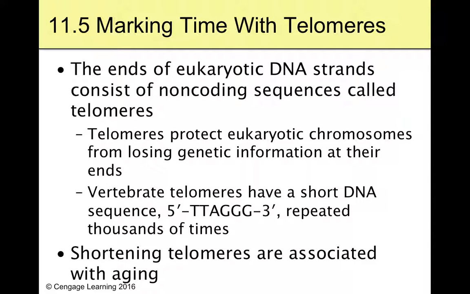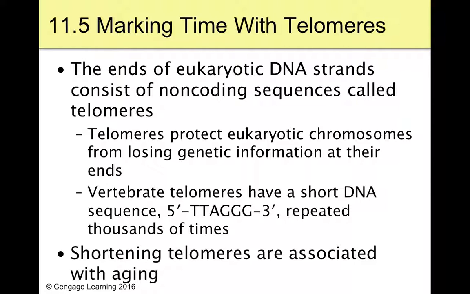Telomeres protect our eukaryotic chromosomes from losing genetic information. And what we get is our vertebrate telomeres, so animals that have a spine, have a short DNA sequence, and it goes TTAGGG, and it is repeated thousands and thousands and thousands of times at the end of your chromosomes.